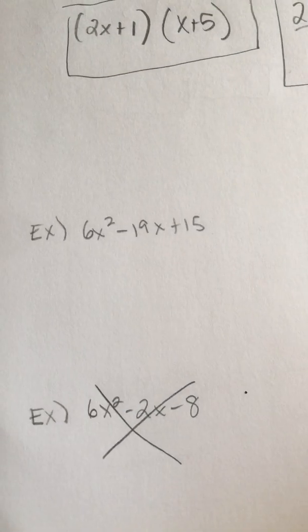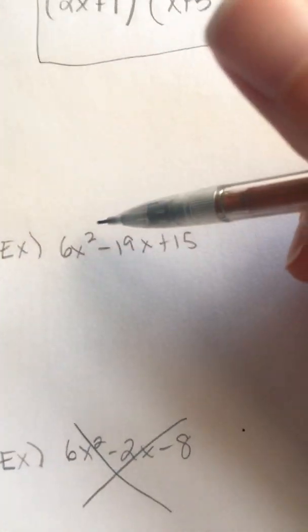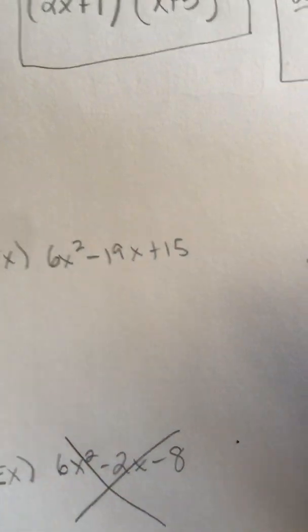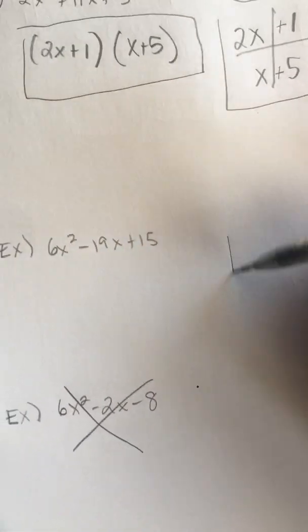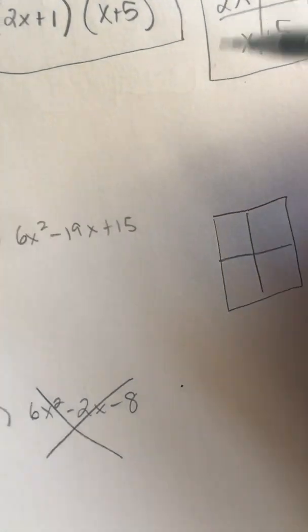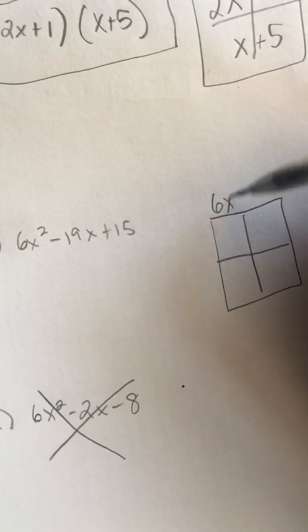Third example. In order, quadratic, linear, constant. This is called standard form. We talked about that at the beginning of chapter 10 and 10.1 when we were classifying. Setting up my box.